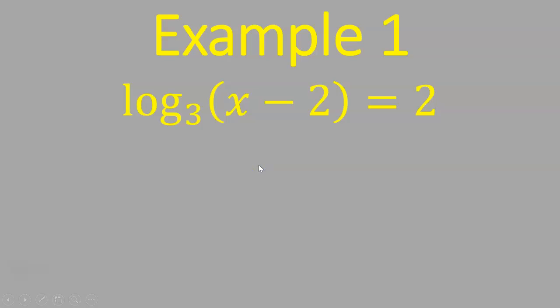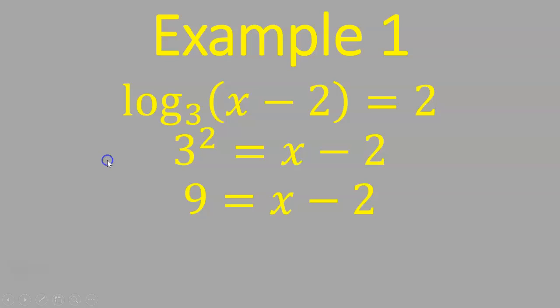Here we don't have to do the first two steps. There's only one log, so we're going to go ahead and change to exponential form. Now you need to know how to do that to be able to solve these. 3 squared equals x minus 2. 3 squared, of course, is 9, and just solve. So add 2 to both sides to get 11. So not much difficulty there.